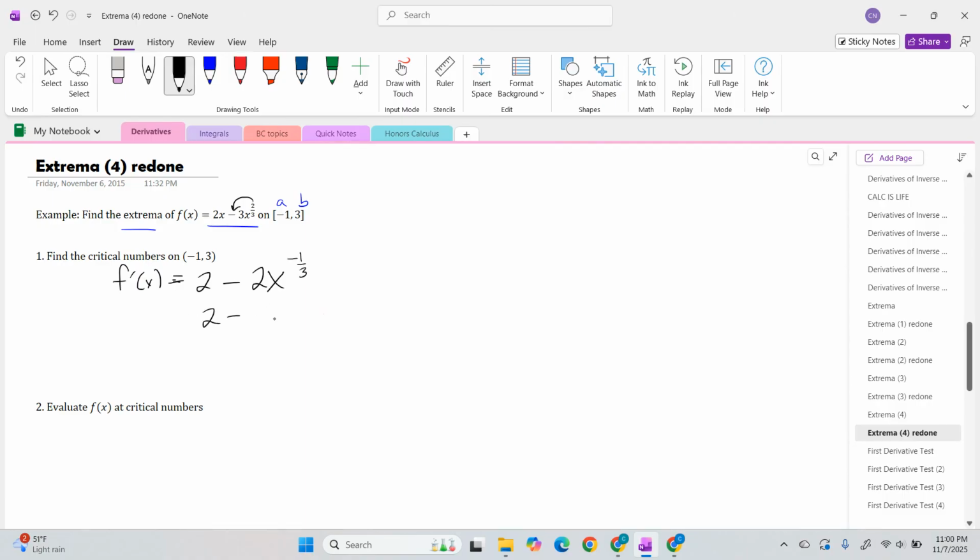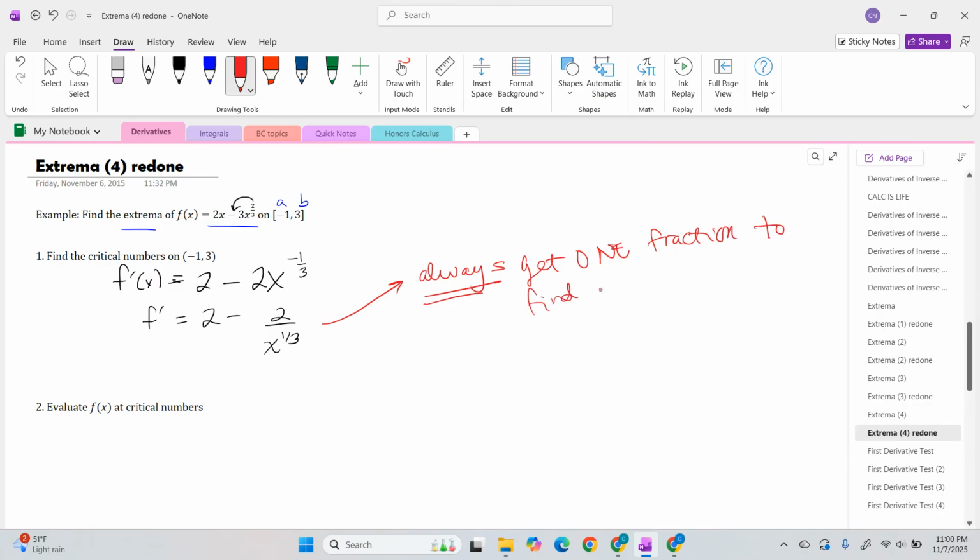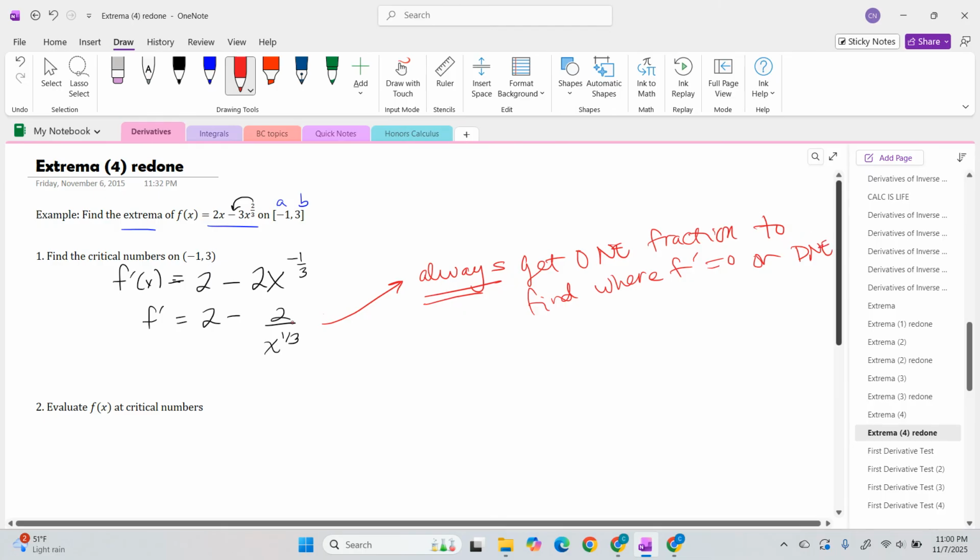I'm going to rewrite this, and you'll see why in a minute. f prime equals. Okay, now I'm going to write one more comment here, and this is the most common mistake I see when people do these problems. You always need to get one fraction to find where f prime equals 0 or does not exist, because in order to find if the derivative doesn't exist, you need to set the denominator equal to 0.